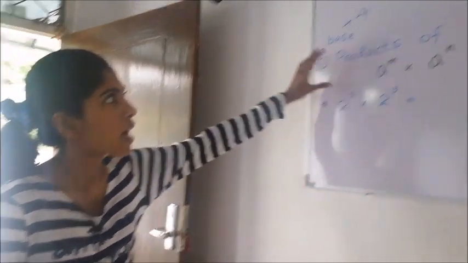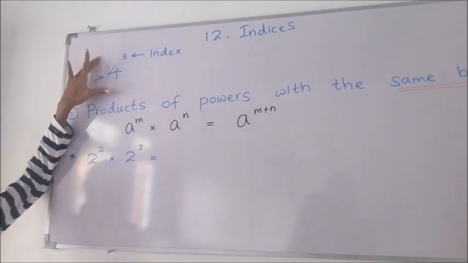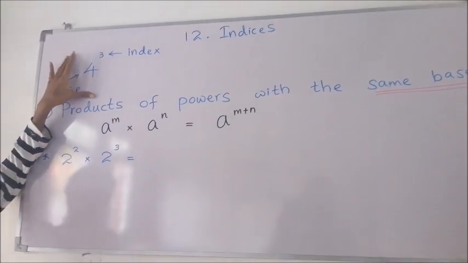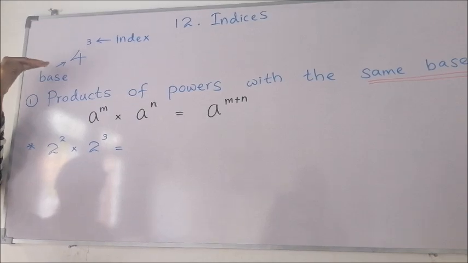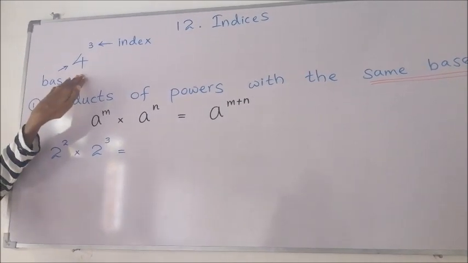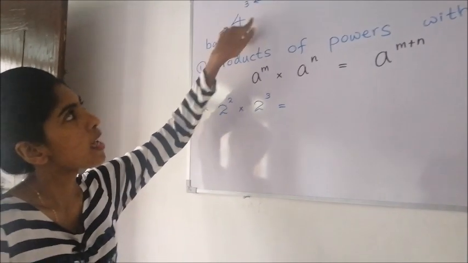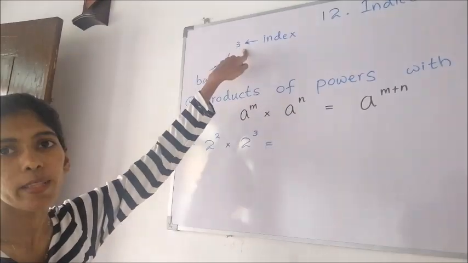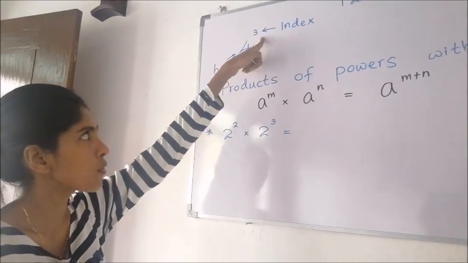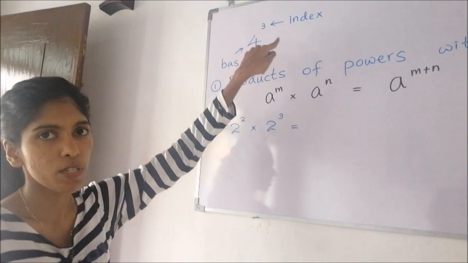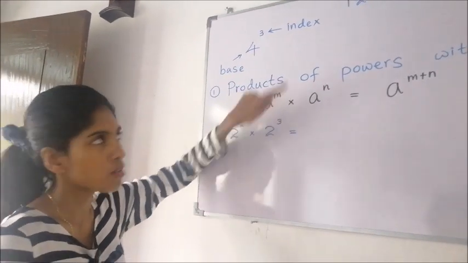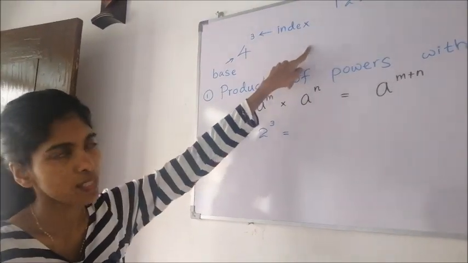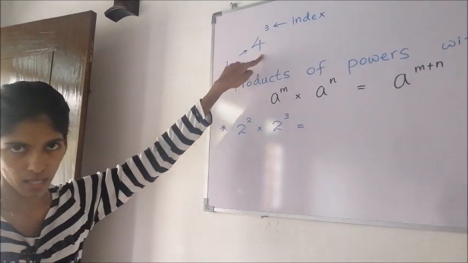Hi children, today our lesson is indices. I have written an index here, a power. In this power, in this index number, the down number is called the base, and this top small number is called the index. You know that this 4 can be repeated 3 times by multiplying: 4 into 4 into 4. This is what is represented here.